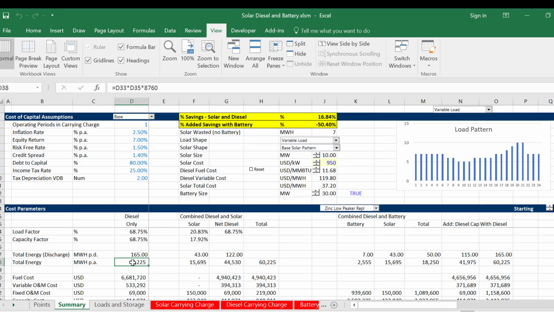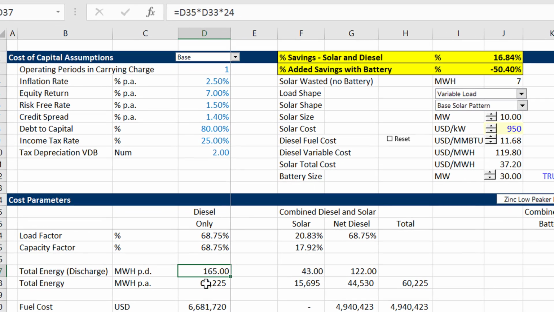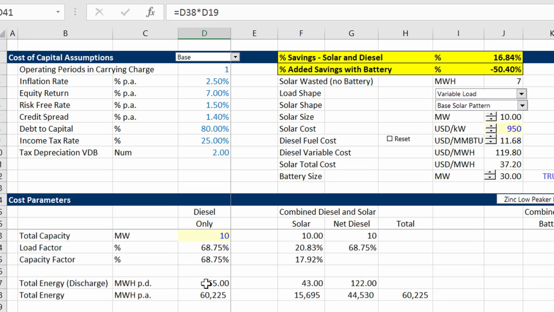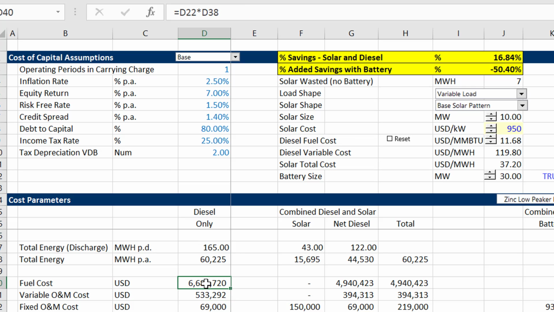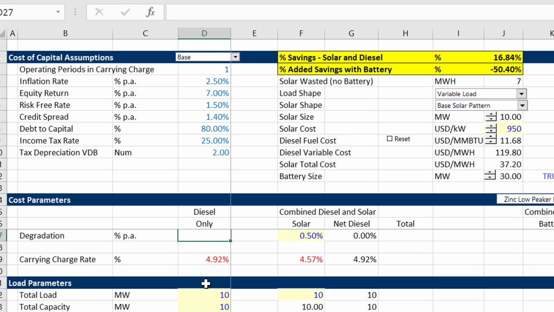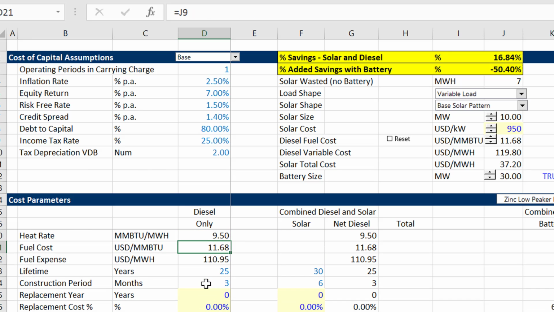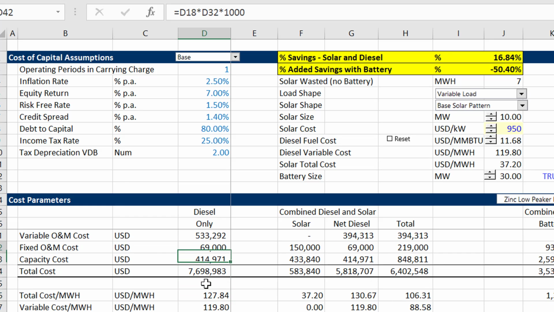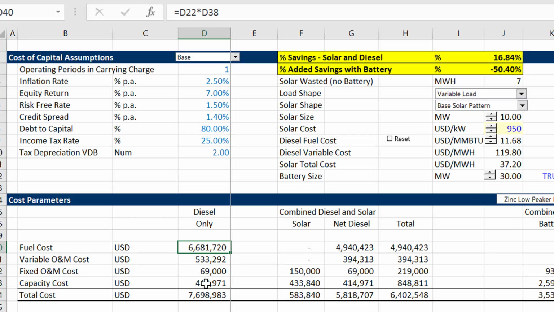And if we take that and multiply it by 8,760, this was taking the daily load factor multiplied by the capacity to get a typical hourly load, and then multiplying it by 24 and 365, 8,760. And then we just multiply the energy by the fuel cost per megawatt hour to get the total energy cost. And for diesel, not surprisingly, the fuel cost is by far the biggest factor.